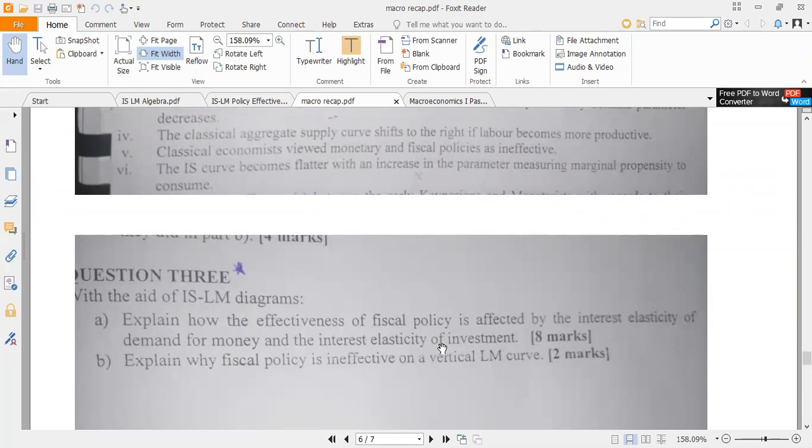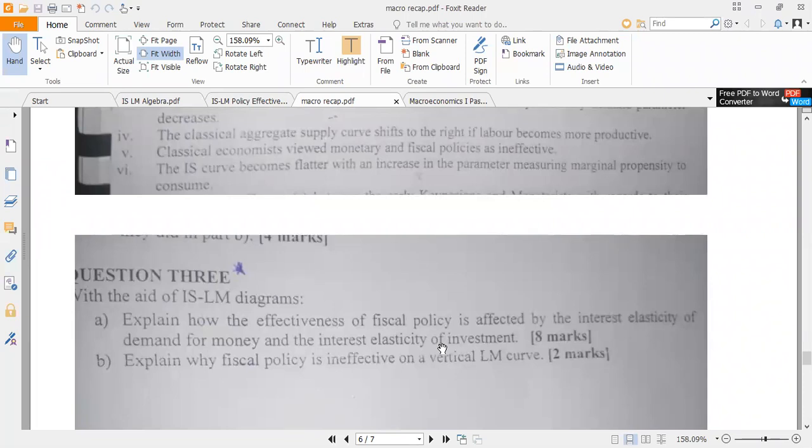The crowding out. So if money demand is more interest sensitive, then when you increase your government spending, interest rate will increase by a very small margin, thereby causing a very small fall in investment, so that the crowding out will be very small, which will make the fiscal policy more effective.